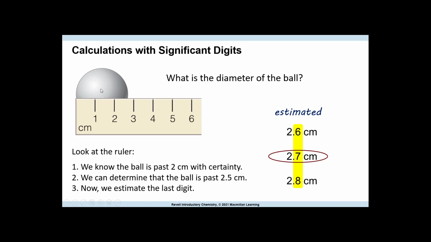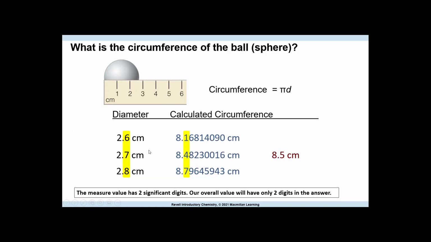So how does this play into calculations? Let's take a look at the next page. On this one, we want the circumference. So to get the circumference, we have to multiply pi by diameter. We're going to plug this into a calculator. So we're going to use these 3 diameters, multiply them by pi, and the calculator gives us 8 digits for each. Now, we have significant figures rules.